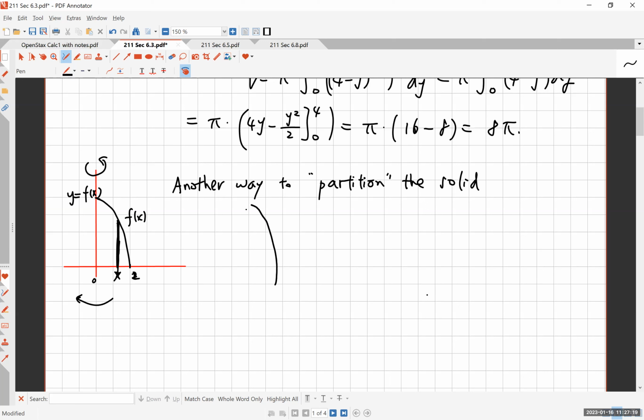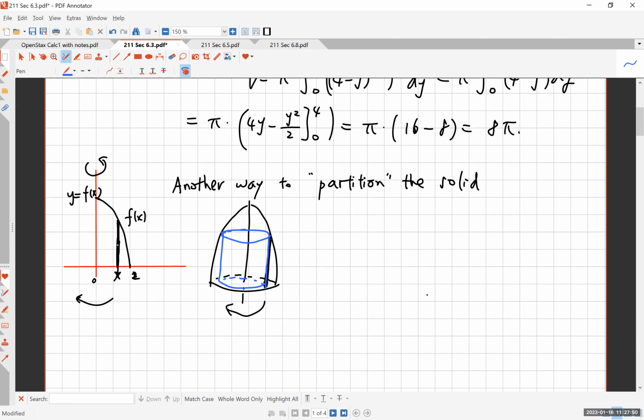Now let me draw a picture here. This is the entire solid I'm talking about, and here's your axis of revolution. Now if I take the bar graph or the line segment corresponding to this x, and revolve this, what you'll end up with is this blue shell that looks like this. See that?